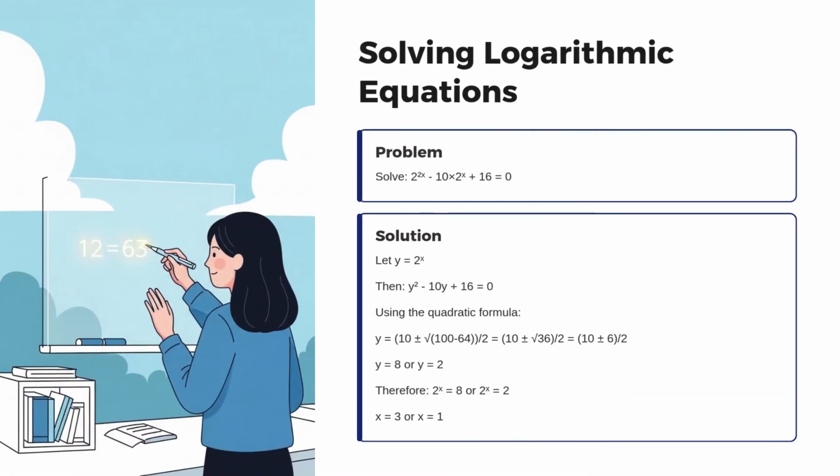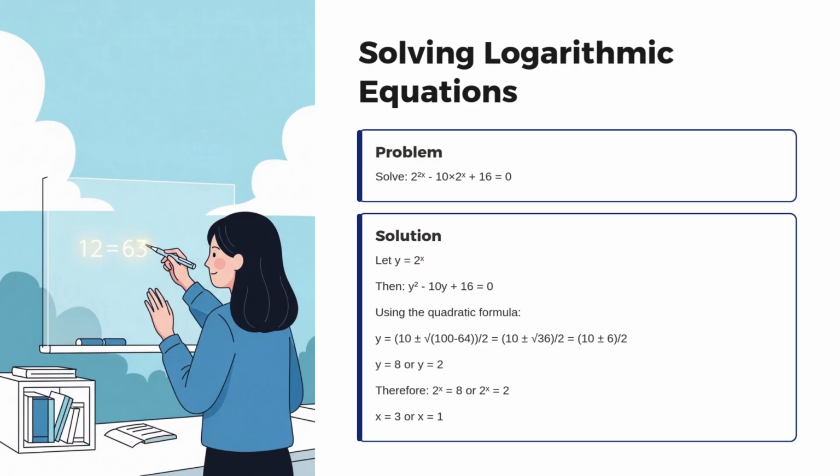Solving logarithmic equations. Problem: solve 2 to the power of 2x minus 10 times 2 to the power of x plus 16 equals 0. Solution: let y equal 2 to the power of x. Then y squared minus 10y plus 16 equals 0.